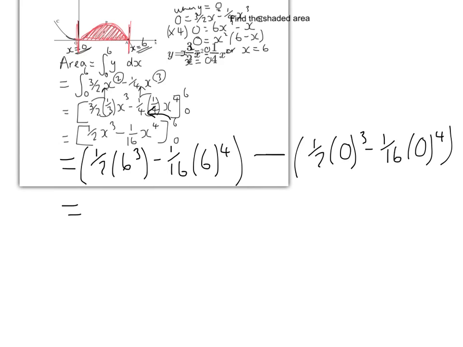Okay, so into the first one. 6 cubed, then times a half, is 108. 6 to the 4, then divided by 16, is 81. So that's going into my first. And phew, the whole of that one is 0. Okay, so then the answer is 27.